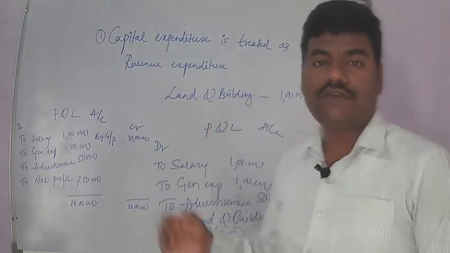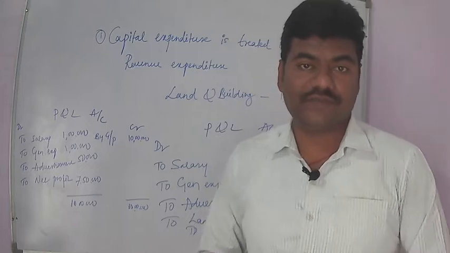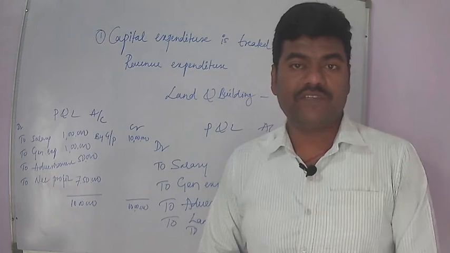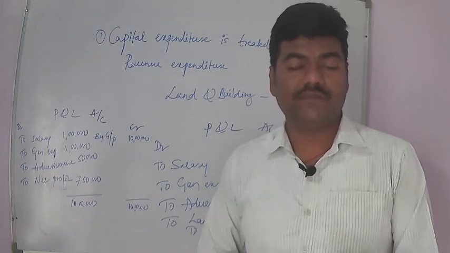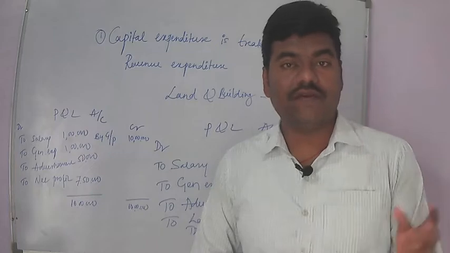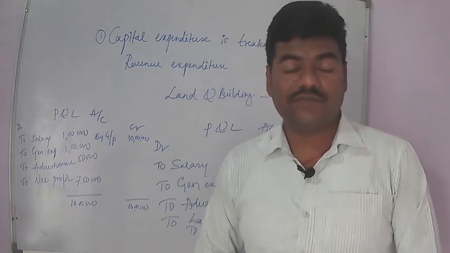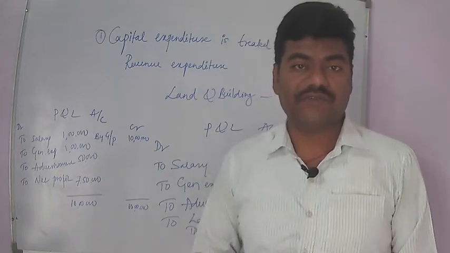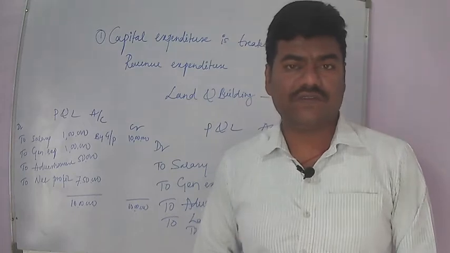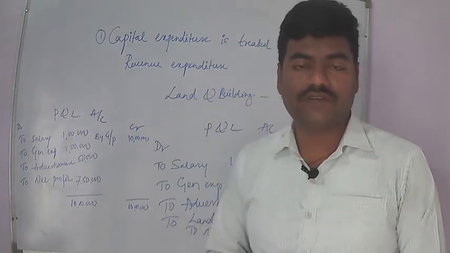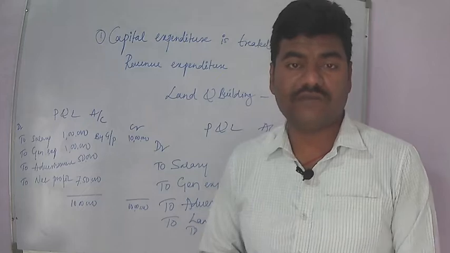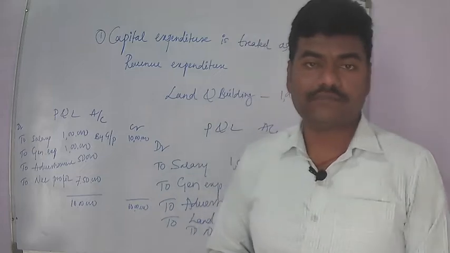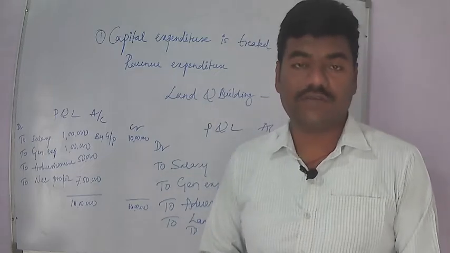On the other hand, we have one more term, that is revenue expenditure. Revenue expenditures are the short-term or day-to-day expenses of the business. For example, salary paid to employees, electricity charges, advertisement expenses, general expenses, administration expenses, postage and telegram, etc. All these short-term expenses are recorded on the debit side of the profit and loss account. These are all indirect expenses.